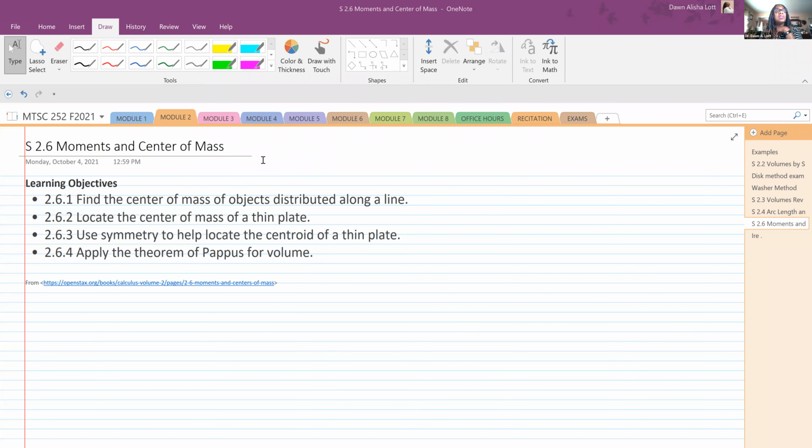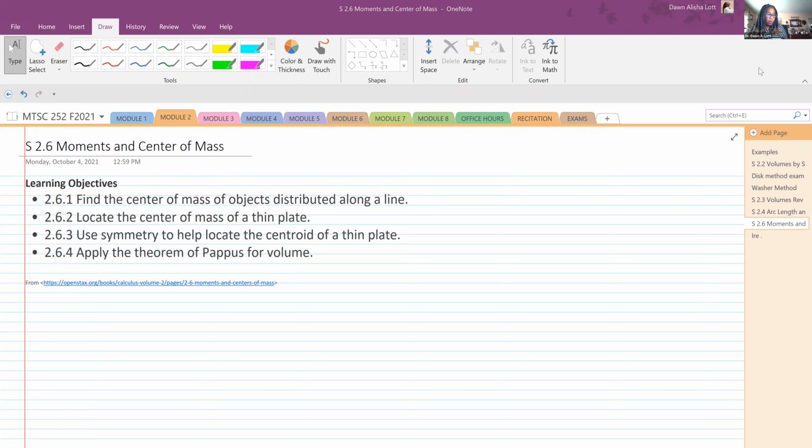Okay, in moments in center of mass, there are 4 learning objectives: to find the center of mass of objects distributed on a line, locate the center of mass of a thin plate, use symmetry to help locate the centroid of a thin plate, and apply the theorem of Pappus for volume. Okay, so the center of mass is basically the location that we would use to balance an object.